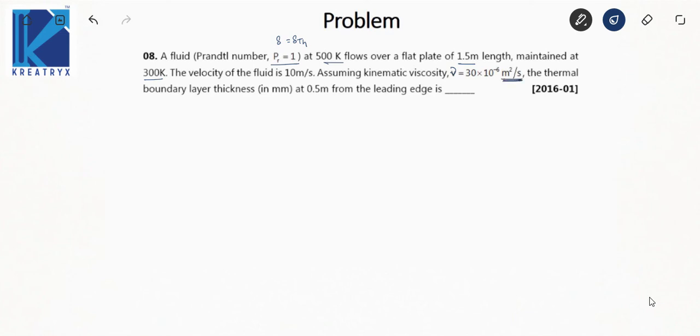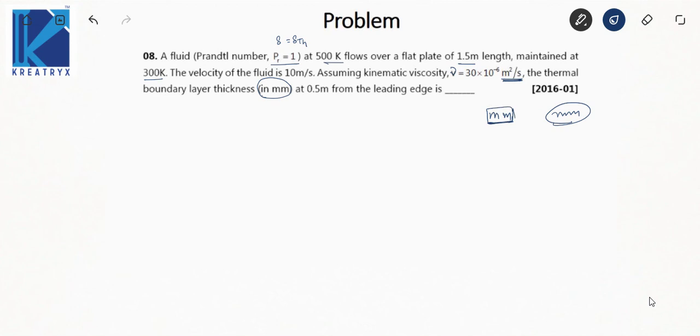Find the thermal boundary layer thickness in mm at 0.5 meter from the leading edge. Remember, you have to give the answer in mm and not in meters, so that you don't commit the error, because in this question no options have been given. You have to directly fill the answer. So try to avoid careless mistakes. Write it in your notebook on the side, wherever you want to write.